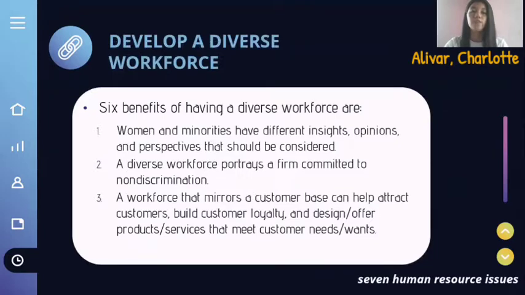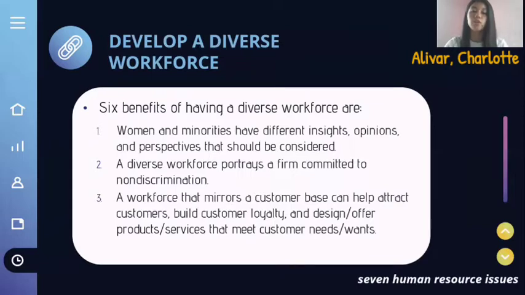Next is develop a diverse workforce. We have 6 benefits of having a diverse workforce. First, women and minorities have different insights, opinions, and perspectives that should be considered. Second, a diverse workforce portrays a firm committed to non-discrimination.